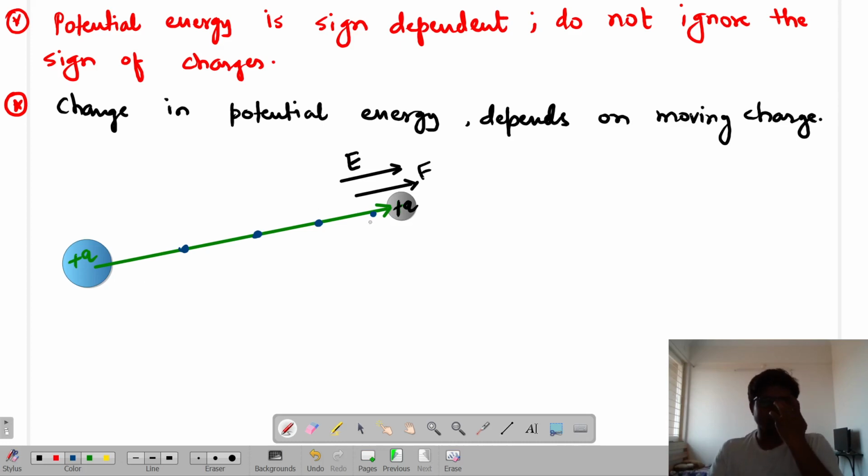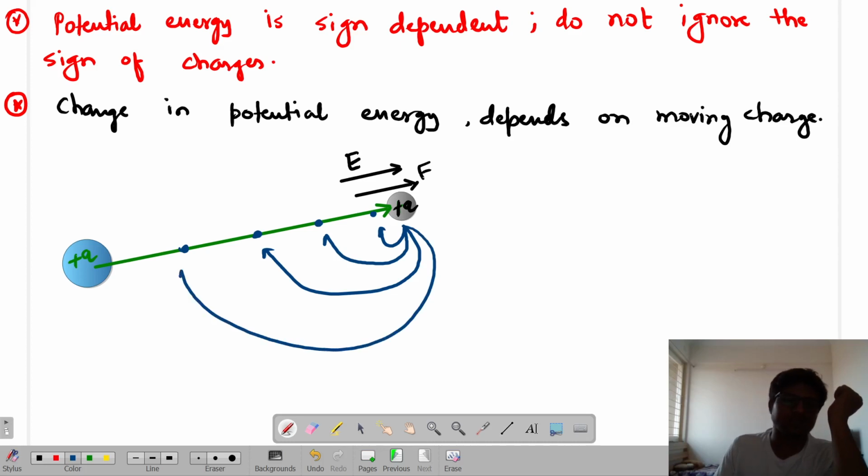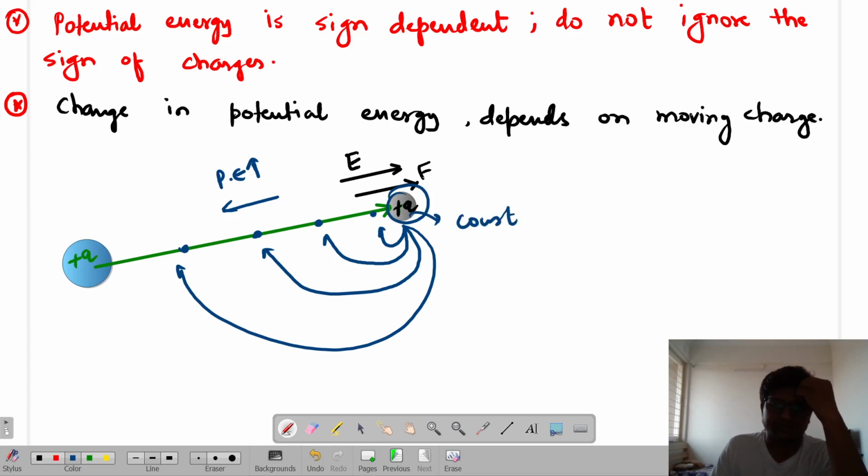See, when I bring this plus q2 over here, it has less potential energy. When it is coming over here, it has more potential energy. When it is coming nearer, its potential energy is increasing, while the charge quantity is constant. So that means some kind of field, the intensity of the field, is increasing towards the left side.